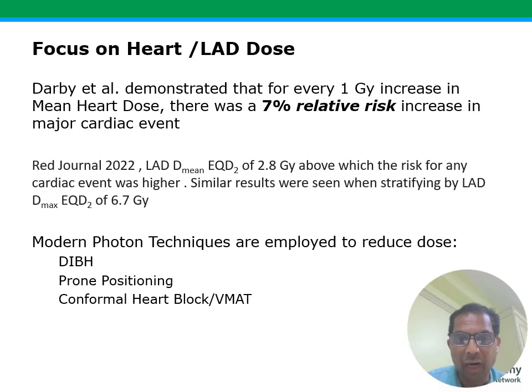We know that each gray to the heart matters. So we try to keep the mean heart dose to less than 1 gray for early stage breast cancer and less than 2 gray for regional node radiation therapy. Unless IMN is involved, then it can go up.